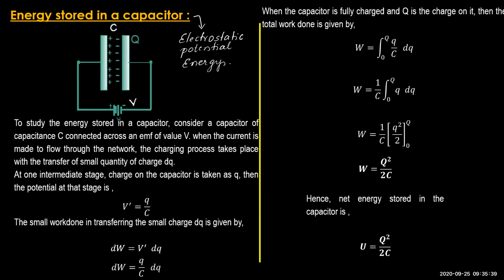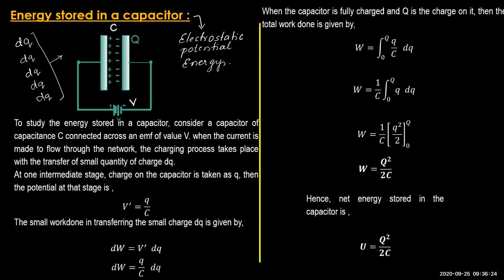Now, for the purpose of the calculation, we do not consider the total charge at once. We consider the storage of the charges in small quantities. We assume that first a small quantity of charge dq is stored, then again some small quantity of charge dq is stored. Like that, if the charges are stored in discrete small quantities, then afterwards we can go for the total charge stored in the capacitor.